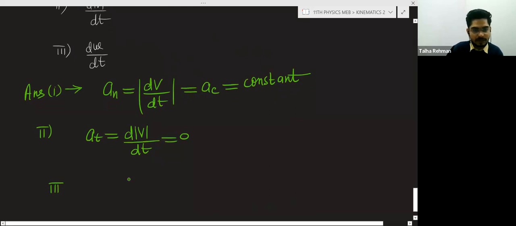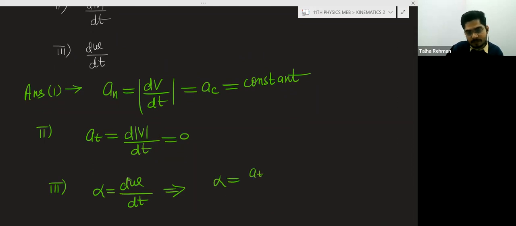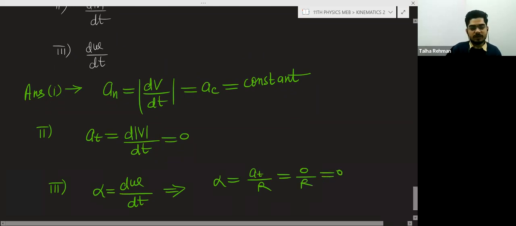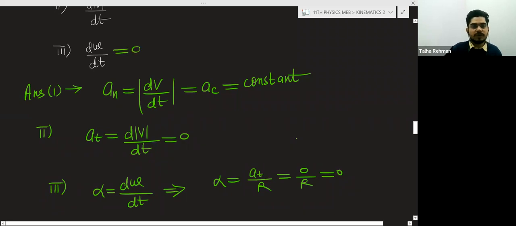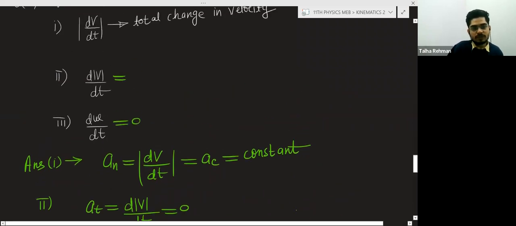Now third part, d omega by dt. What is d omega by dt? Alpha. So there is a relation between alpha. So this is 0, so alpha is equal to 0. So in the third part, d omega by dt is equal to 0, and this is also 0, and this is equal to constant.